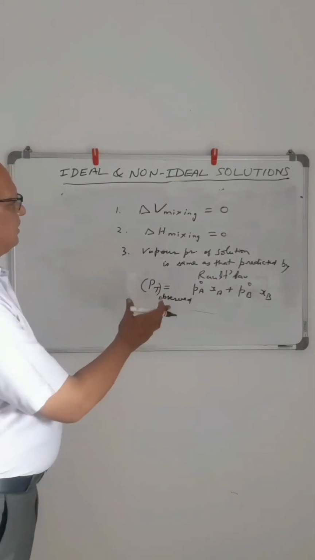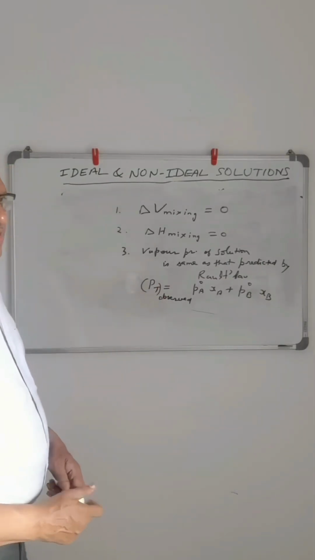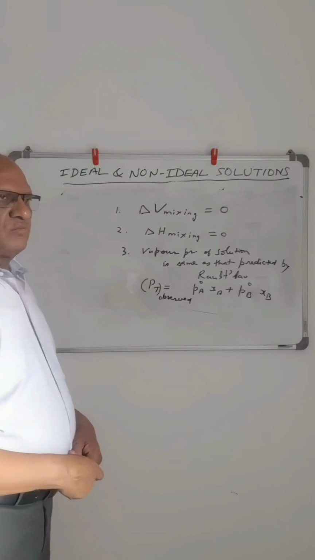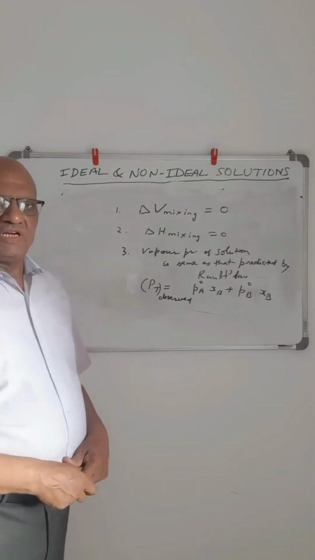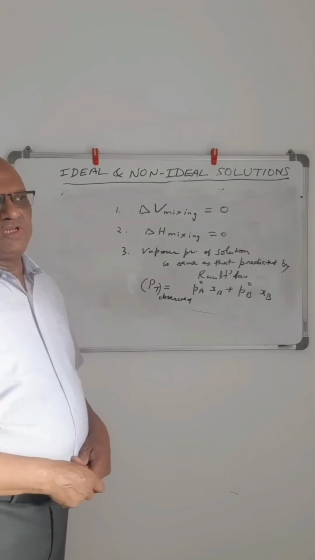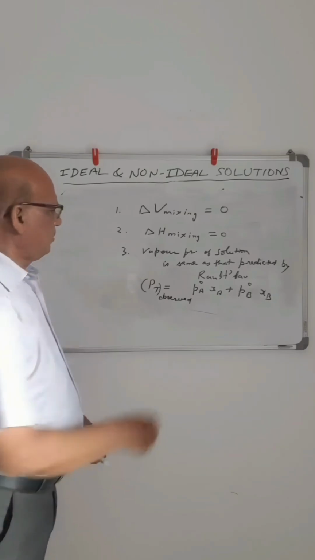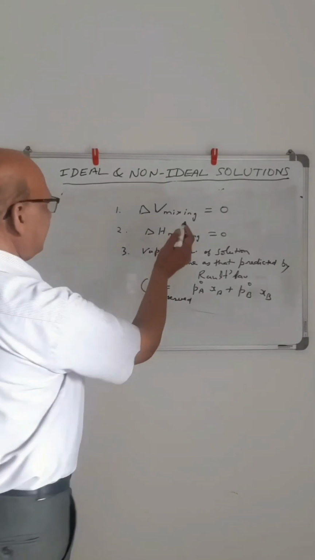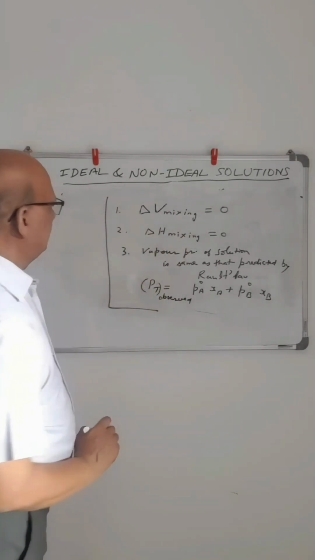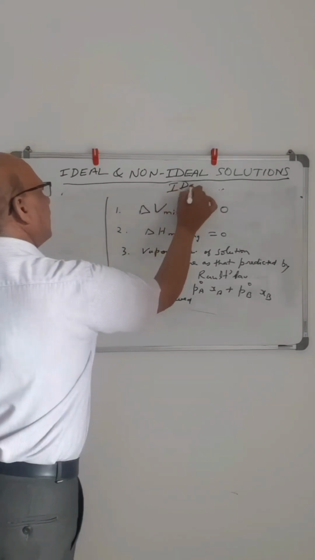And what is the main condition? The molecular interactions, that is the intermolecular forces of attraction between the molecules of A and A, and that between B and B, should be almost the same as that between molecules of A and B. Okay, so that is the prior condition. If that condition is satisfied, then all these three will be satisfied. Then we say that this is an ideal solution.